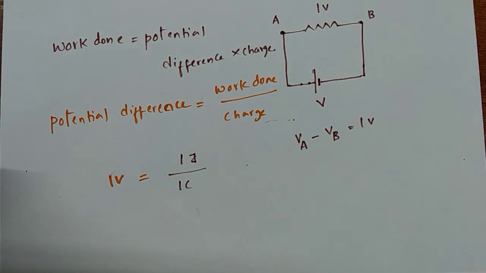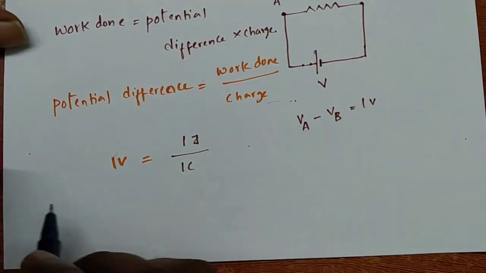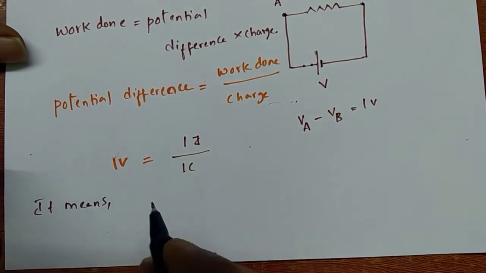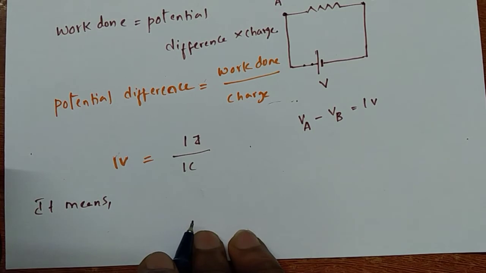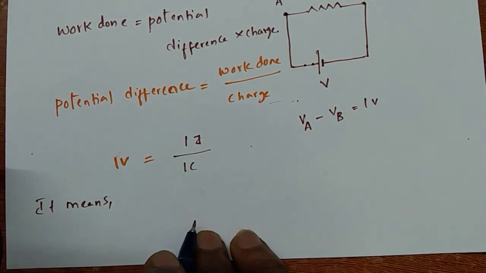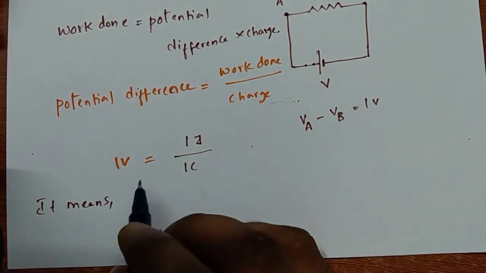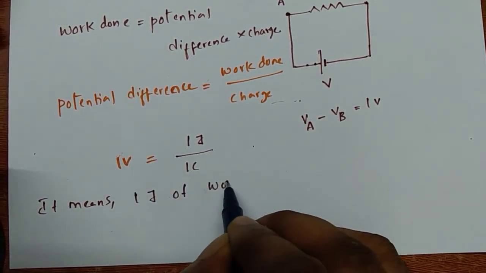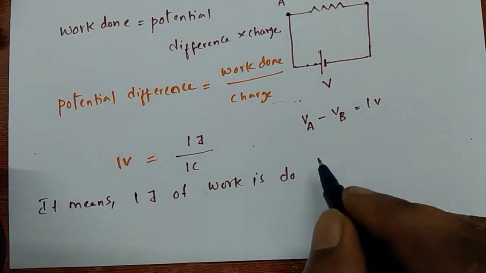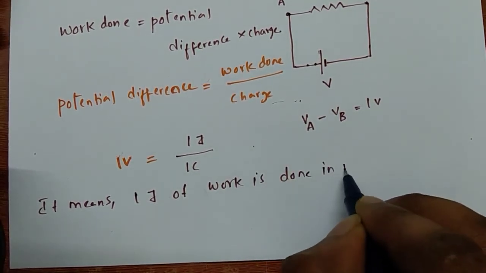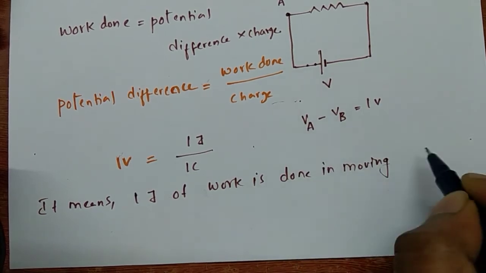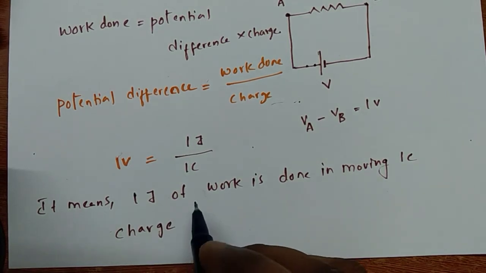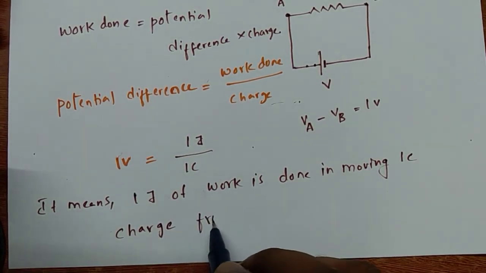So what does it mean now? I'm going to write, in sentence form, the explanation just completed. It means that 1 joule of work is done in moving 1 coulomb of charge from one point to another.